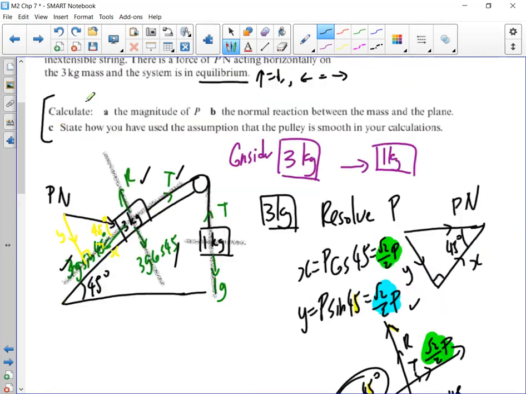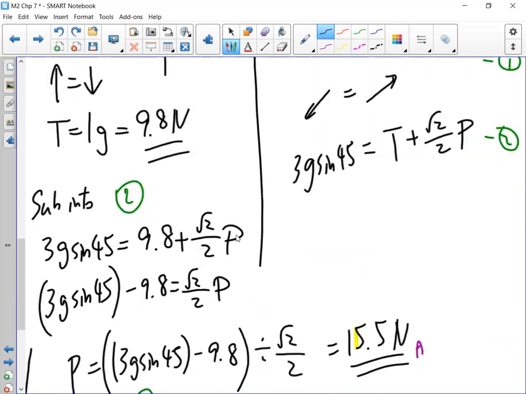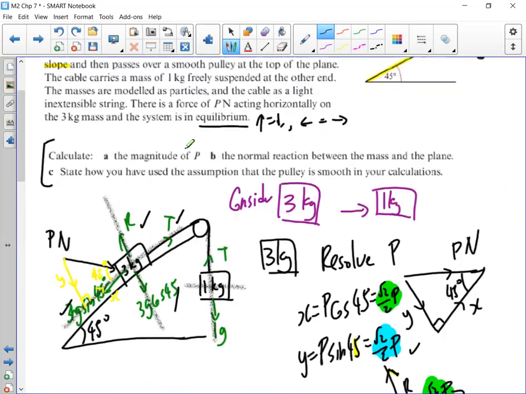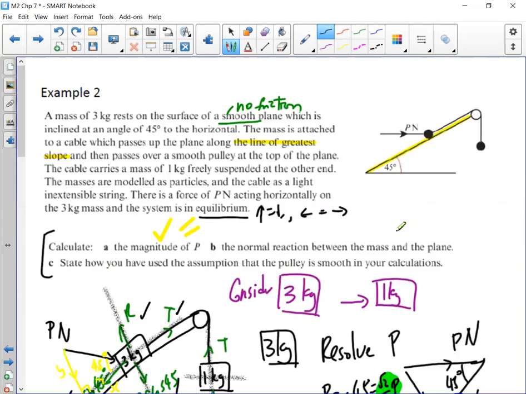Have I answered all the questions yet? Calculate the magnitude of P. Have I found that? Yep, 15.5. Done that. The normal reaction between the mass and the plane. So normal reaction means the value of R. Yes, I found that as well in the last part. C, I haven't answered this. A one-mark question, which we all hate.